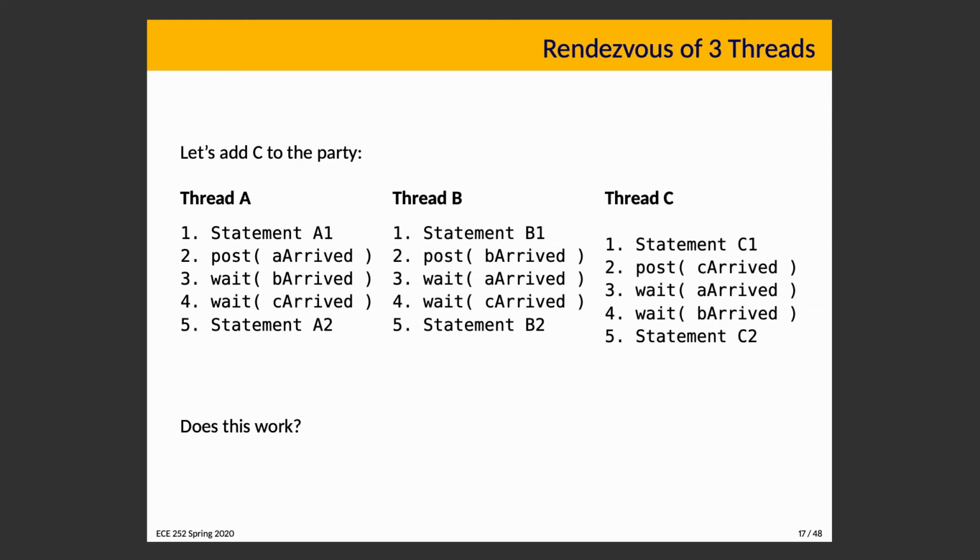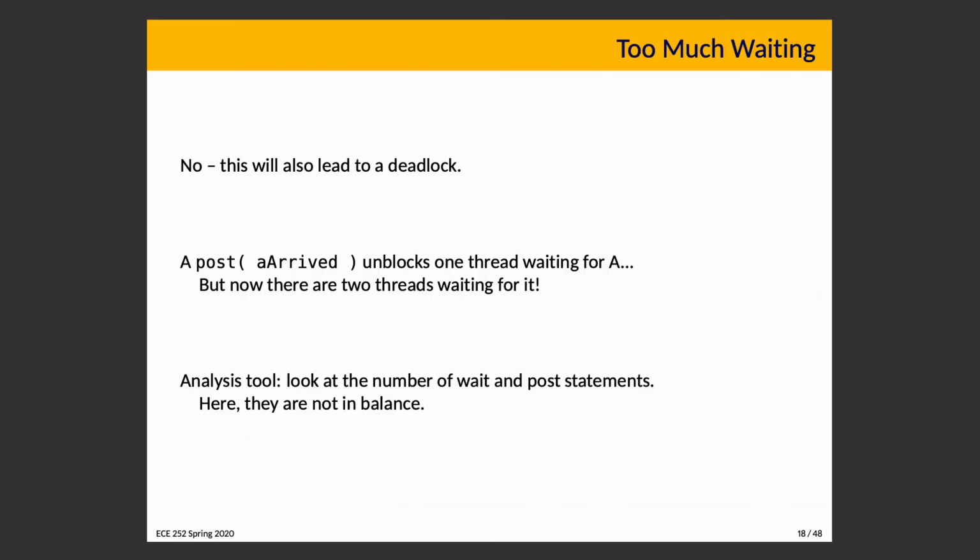What's wrong? Well, there's not enough post statements, basically. Statement A1 is going to happen, and then post A arrived happens only once, even though 2 threads, B and C, are waiting for that post. So we need to, well, do it more. And this is actually one of the analysis tools that I want to recommend.